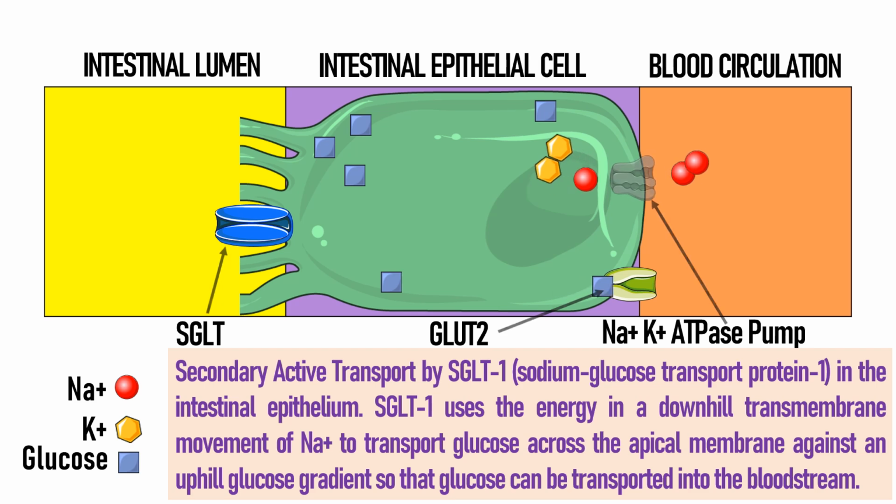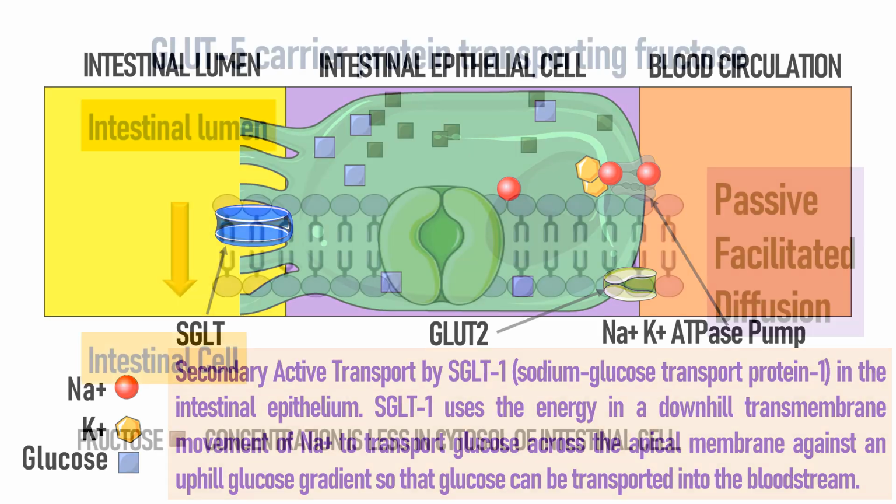To summarize, in the intestinal epithelium, secondary active transport by sodium-glucose transport protein 1 takes place. SGLT1 uses the energy in a downhill transmembrane movement of sodium ions to transport glucose across the apical membrane against an uphill glucose gradient so that the glucose can be transported into the bloodstream. Congenital defects in this transport protein can cause defective absorption of glucose and galactose.